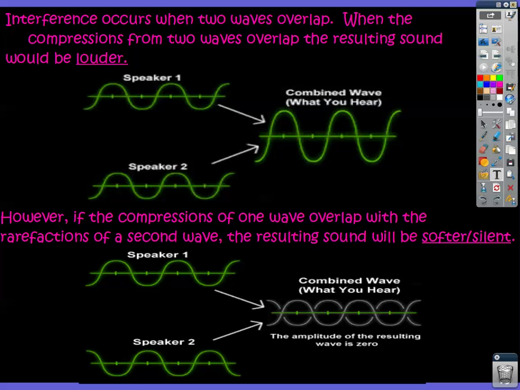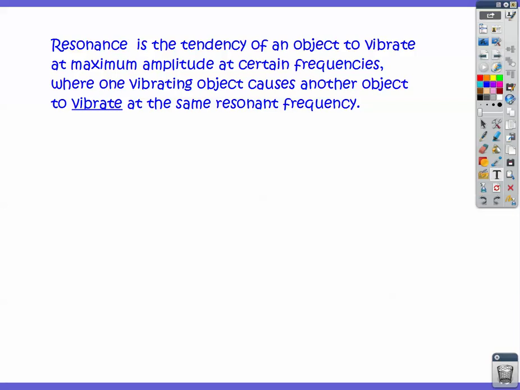And the result is that the amplitude decreases. If this is done perfectly, you can actually completely eliminate the movement of the medium, and therefore make it silent. But even if it's not perfect, you can decrease how loud a sound is. So this will allow you to produce softer sounds, or if done perfectly, total silence.